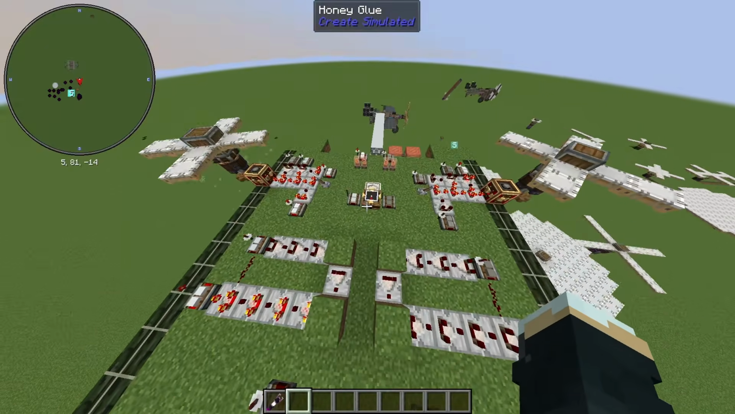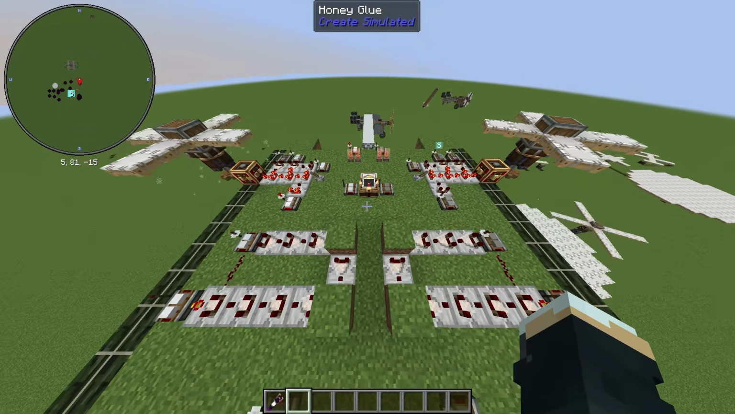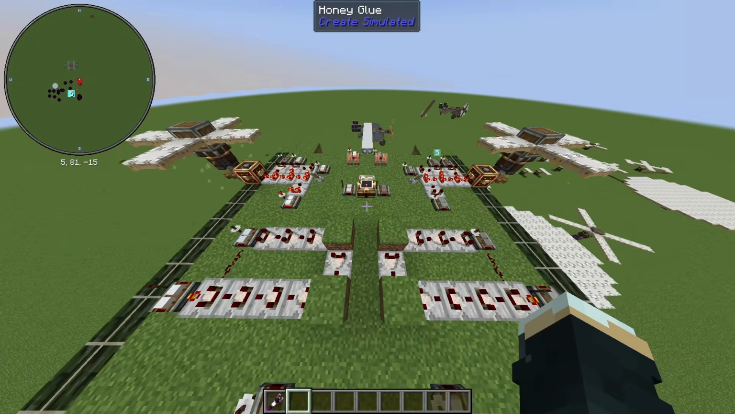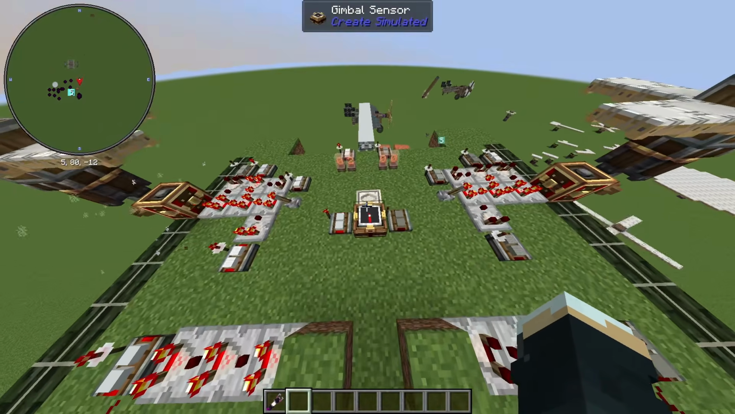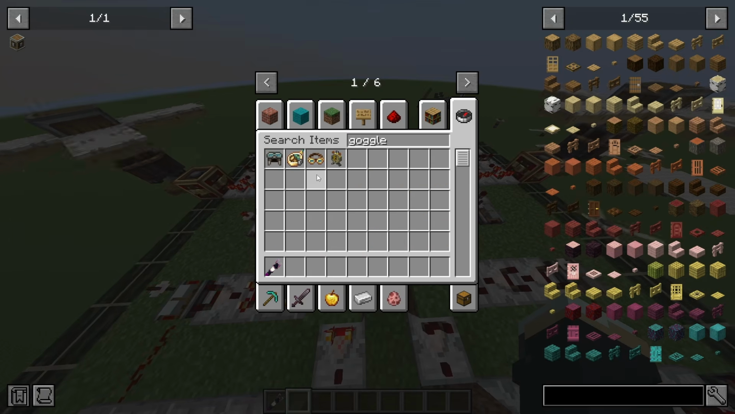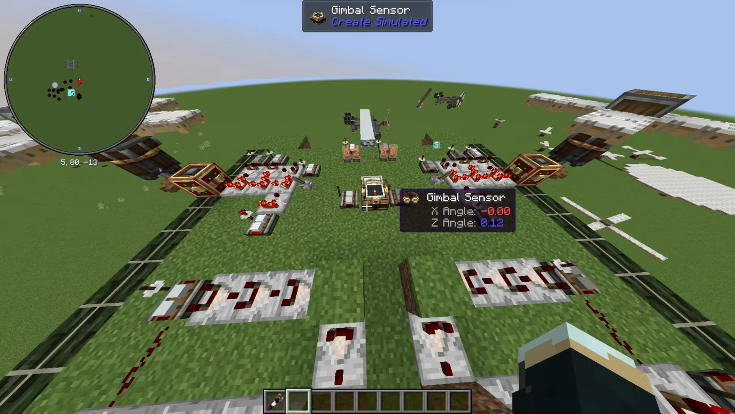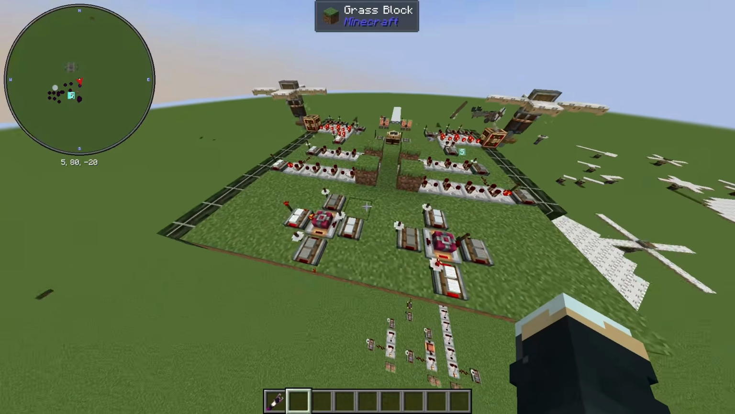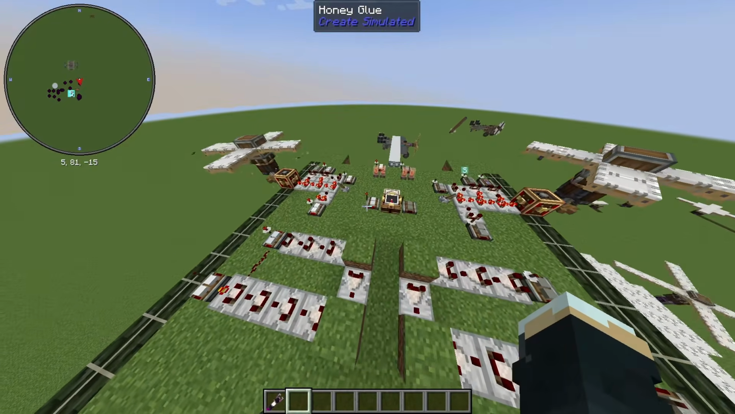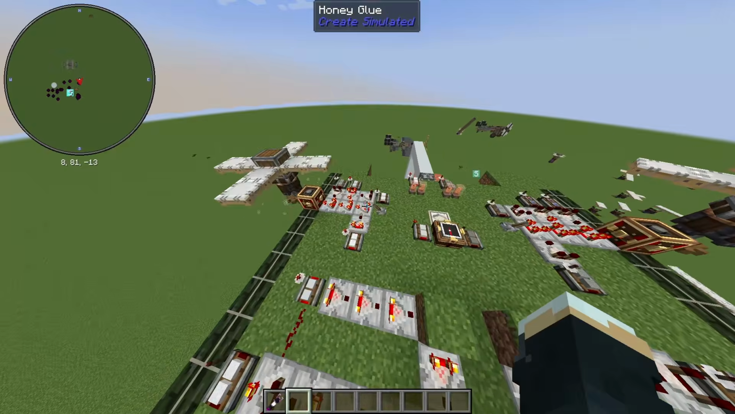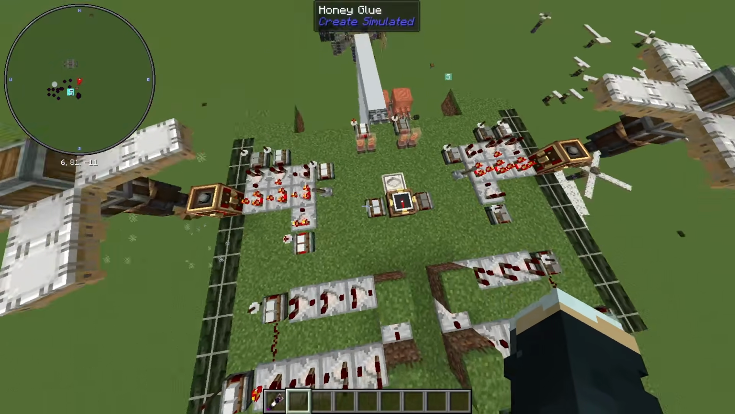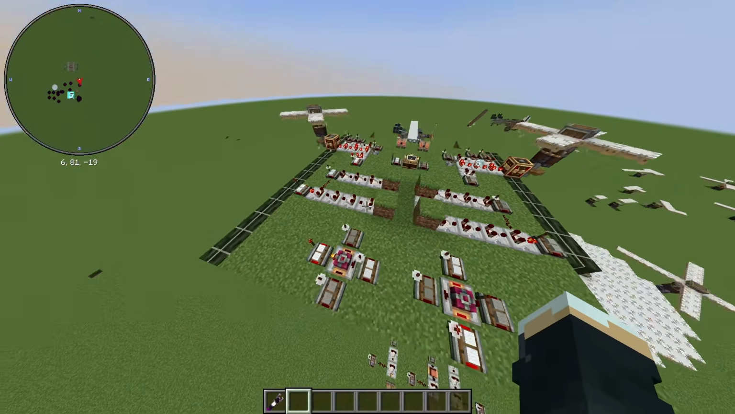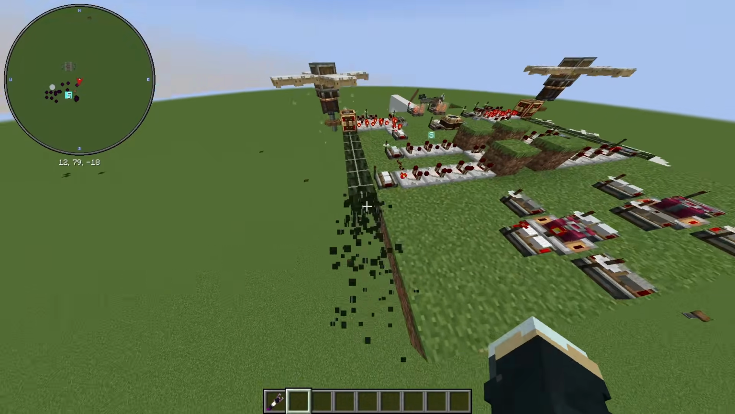This is my PID system, or I guess you could call it an aero stabilization machine. If you don't know what PID stands for, it stands for proportional integral derivative, and it's what real planes use to make sure they don't tumble over and everybody inside dies. So this is how it works. I just set it up on a smaller scale here so you can see.